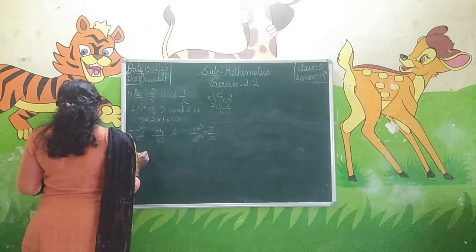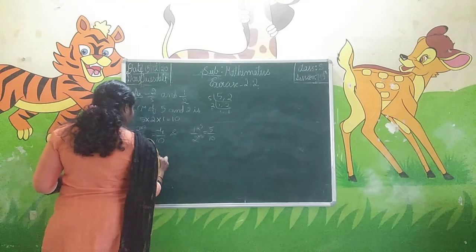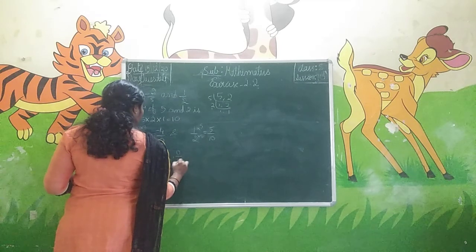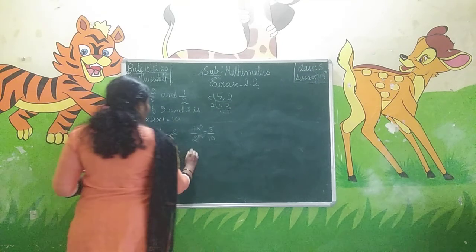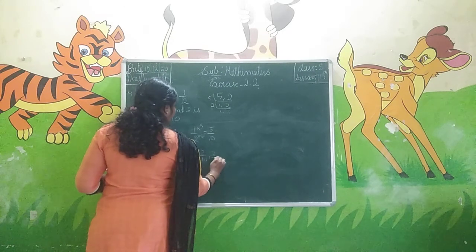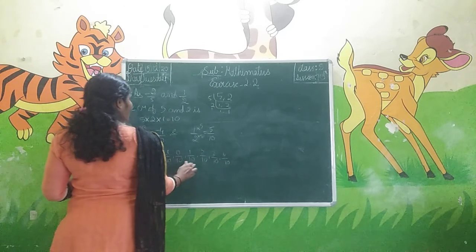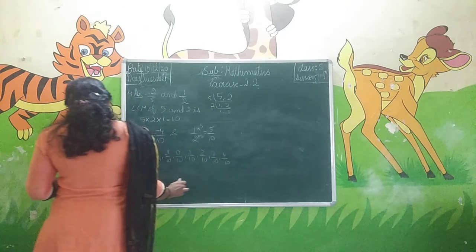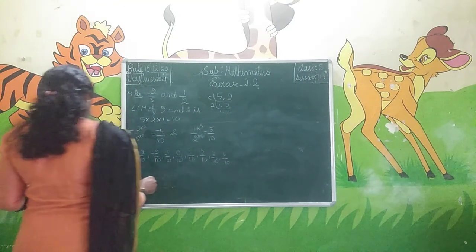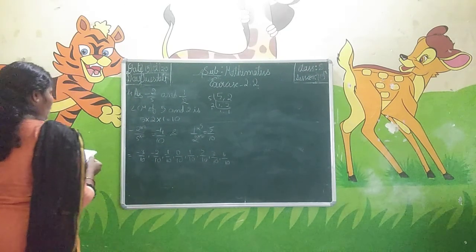So after minus 4, what are the numbers we can get? Minus 3 by 10, comma minus 2 by 10, comma minus 1 by 10, and 0 by 10. Okay, after 0 we will get 1 by 10, 2 by 10, 3 by 10, comma 4 by 10. Okay, 1 2 3 4, 1 2 3 4 5 6 7 8. Okay, these are the 8 numbers we got.